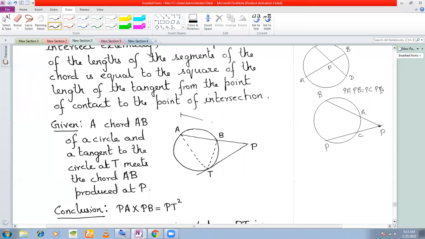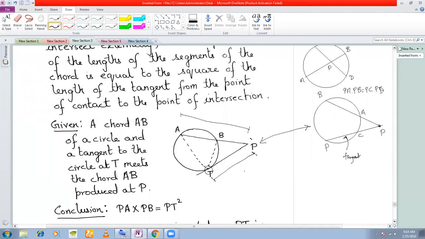In this theorem, it said, what if one chord, this AP is a chord, and one tangent, this PT, point of contact is T. What if they intersect? This diagram is very similar to this diagram, except that this line that you see here becomes the tangent. In this case, then what happens?